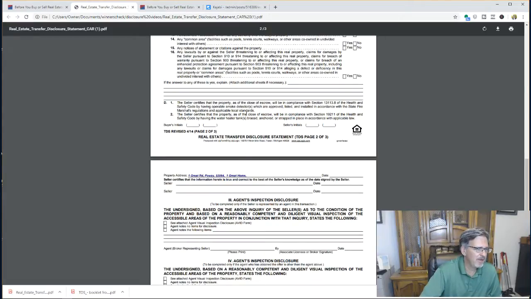The seller certifies the property, as of the close of escrow, will be in compliance with 13118 of the Health and Safety Code by having operable smoke detectors, which are approved and installed in accordance with the state fire marshal's regulations.